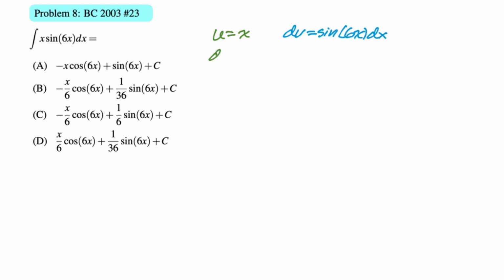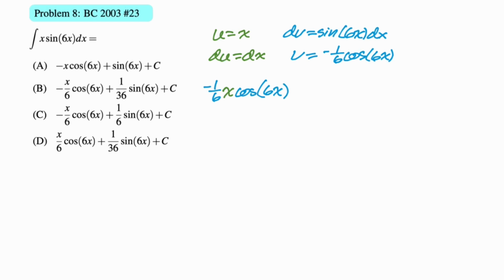And then we'll find du, which is just dx. And then v, we have to integrate. Remember, you're going to get cosine, so you pick up a negative. And you have to remember the chain rule. So we're going to get v is negative 1/6 cosine of 6x. So we start to form our answer at this point. So it's going to be uv minus the integral of v du.